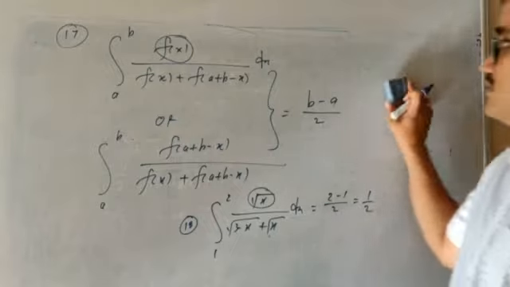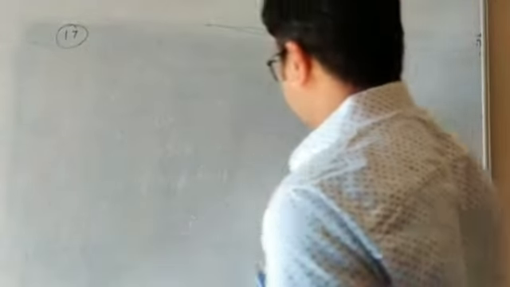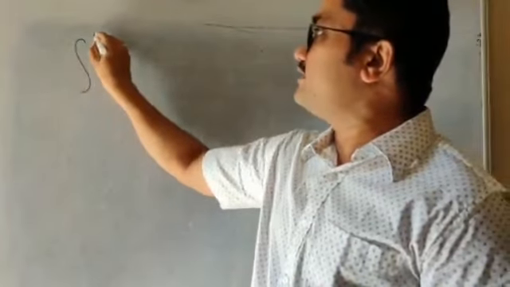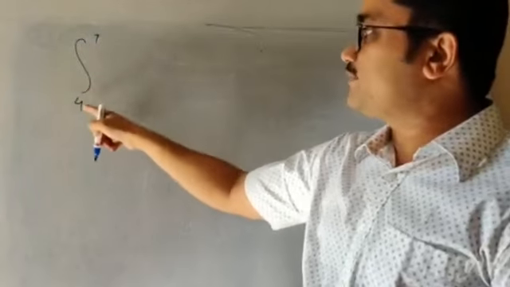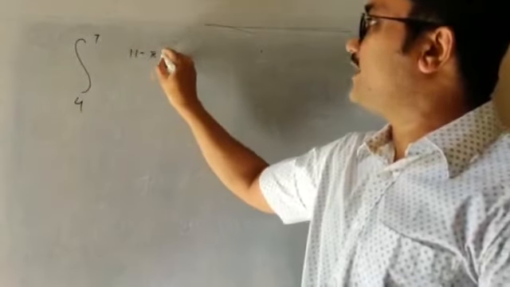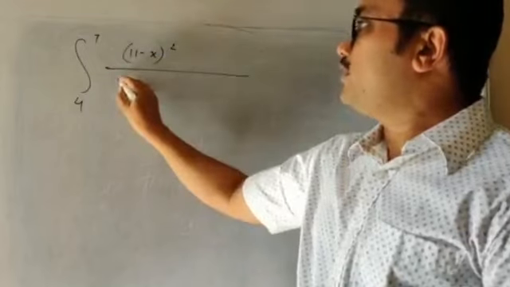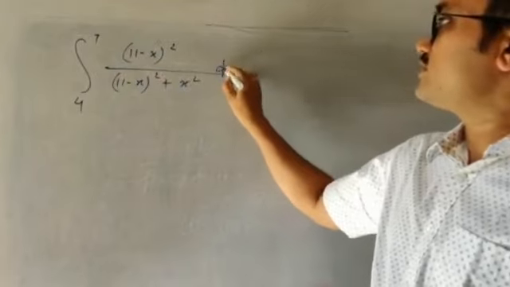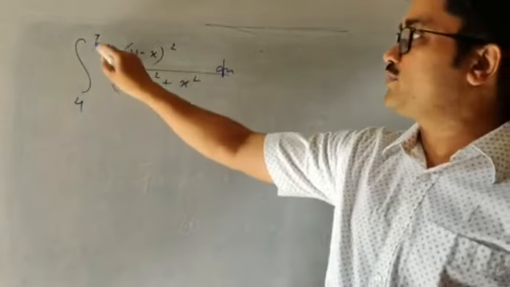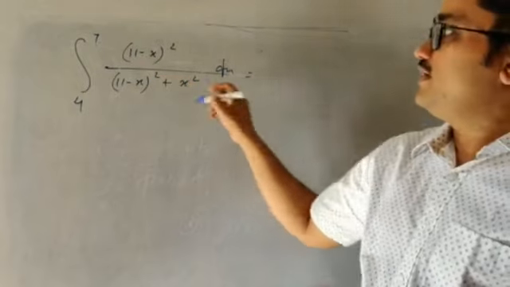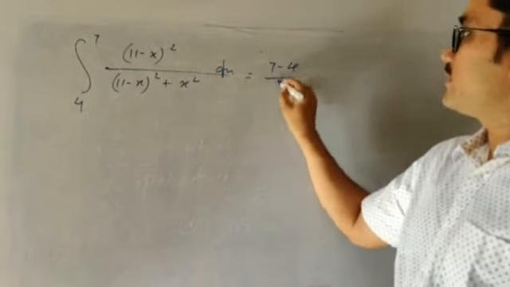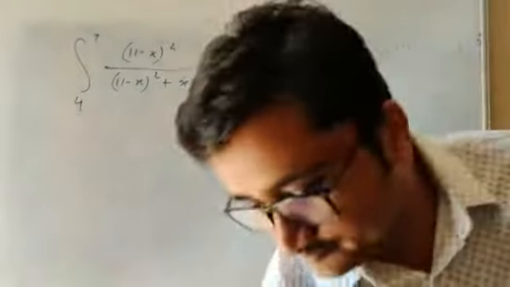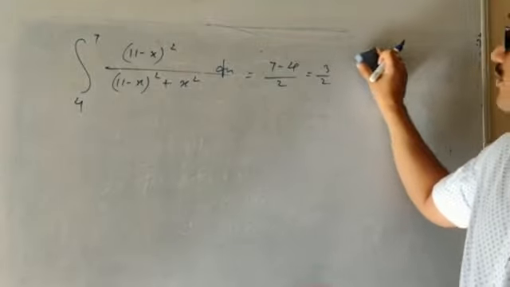Right. Similar question of this type, I'll take one more. And this is not there in the booklet, just quickly. The integration from 7 to 4, and 7 plus 4 is 11. So I'll say 11 minus x the bracket square upon 11 minus x the bracket square plus x square. You can see this question is similar to the previous one. Since 7 plus 4 is 11, the answer should be 7 minus 4 upon 2. So 7 minus 4 is 3, so 3 by 2 should be the answer of such a question. Right? I hope the shortcut is clear to all.